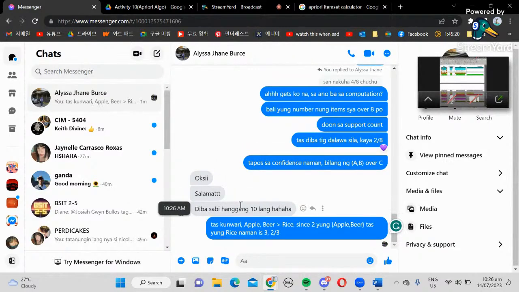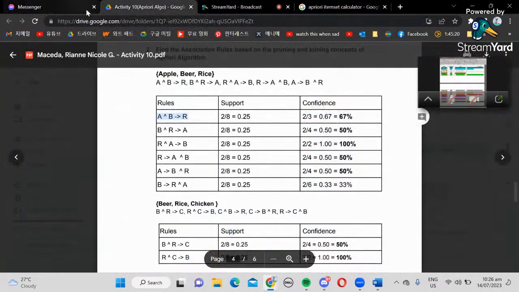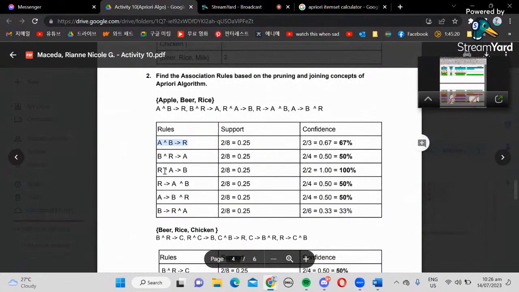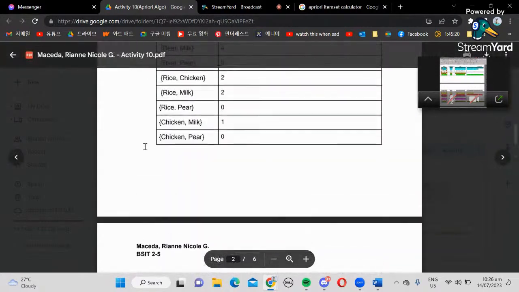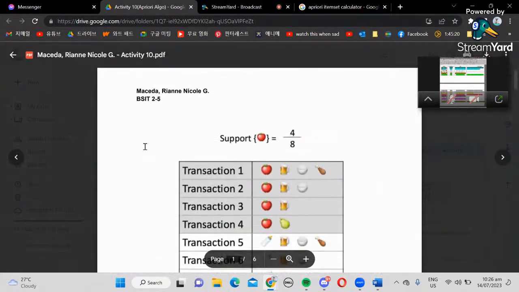So, Josiah, yes? Sa akin po yung apple rice then defines beer. Tapos po is 1 minus 4/8 divided by 1 minus 4/8 equals 1 minus 0.5 divided by 1 minus 0.5 is equals to 1.